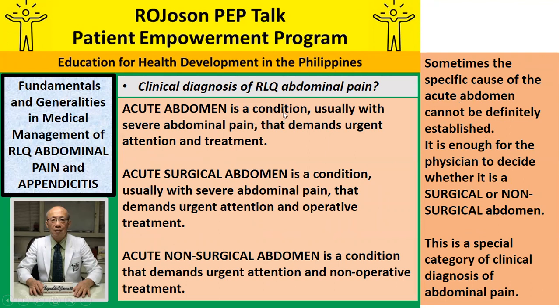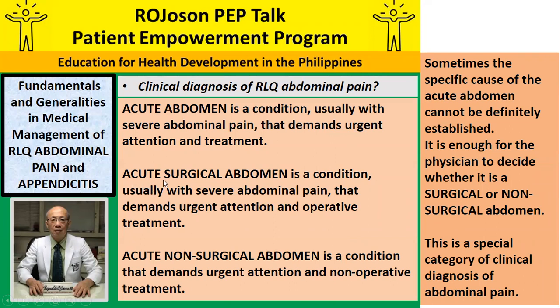When you say acute abdomen, it is a condition usually with severe abdominal pain. Okay. So when you have acute abdomen, usually the pain is severe. Okay. If it's mild, you don't actually consider acute abdomen. Okay, severe abdominal pain. And the condition here, because of the severity of the pain, demands urgent, immediate attention and treatment. So in such a case, if you can establish the specific diagnosis, it is enough to decide whether it is a surgical abdomen or non-surgical abdomen. This is a special category of the clinical diagnosis of abdominal pain. And this is usually done by a physician.